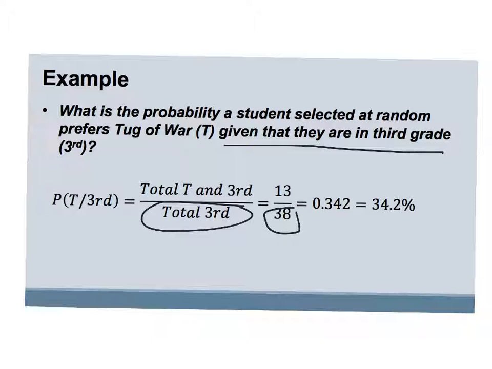So if you look at the table and look at tug of war and third grade, you see that there's 13. So there's 13 that like tug of war and are in the third grade. So 13 out of 38 is the probability a student selected at random prefers tug of war given that they are in third grade. Do your math, 34.2%.